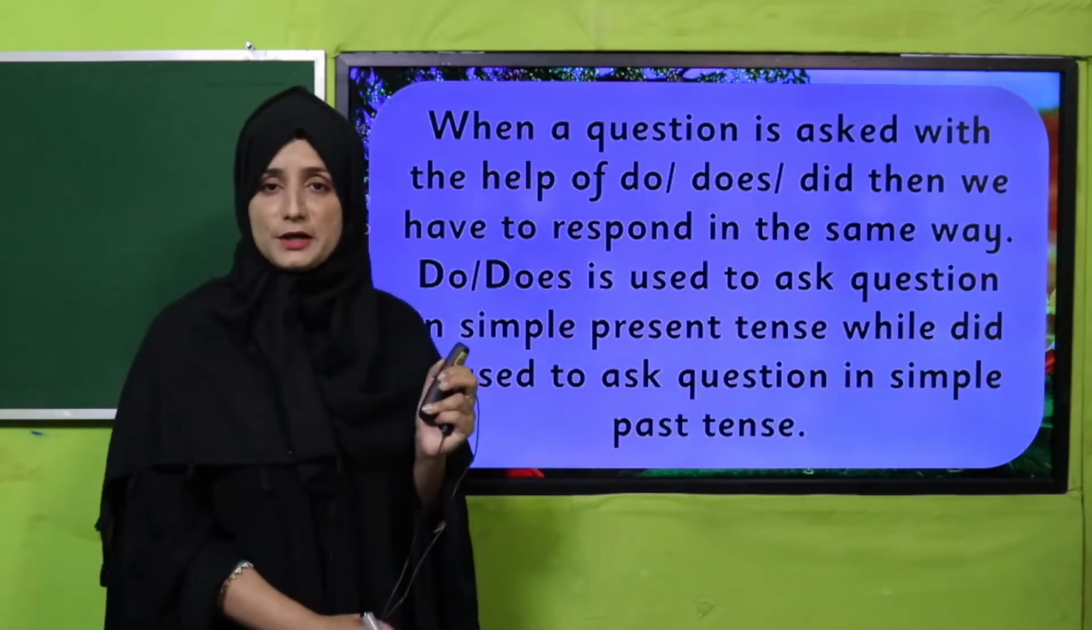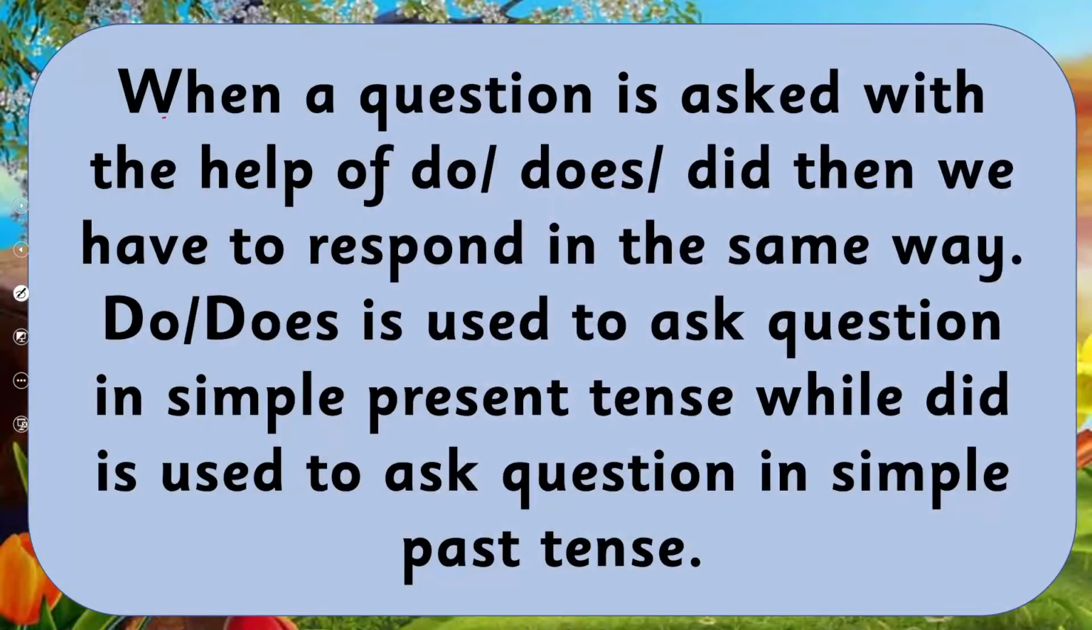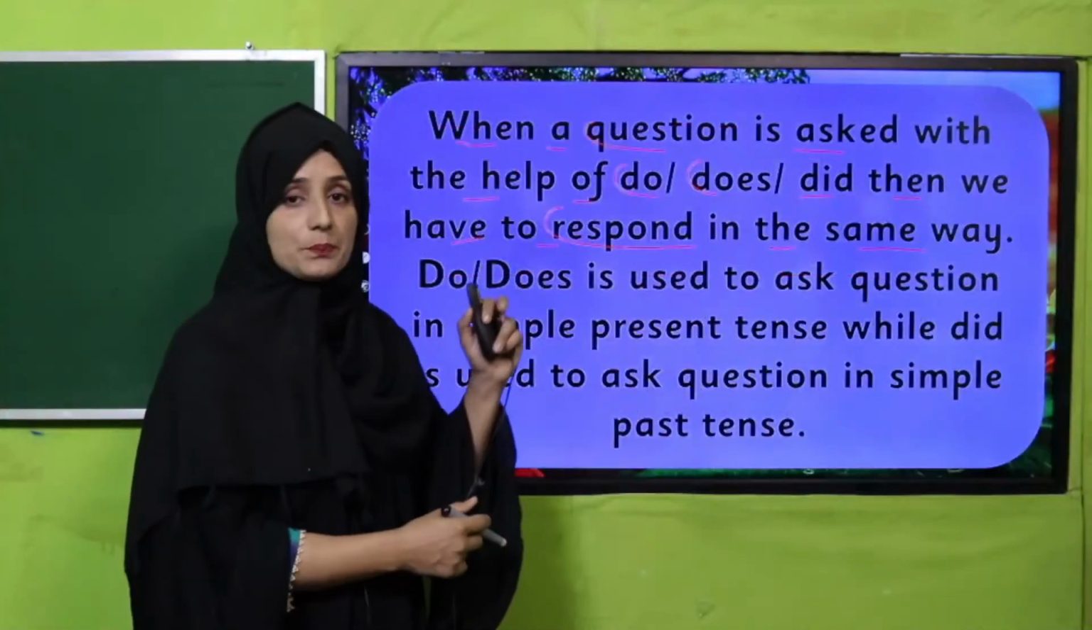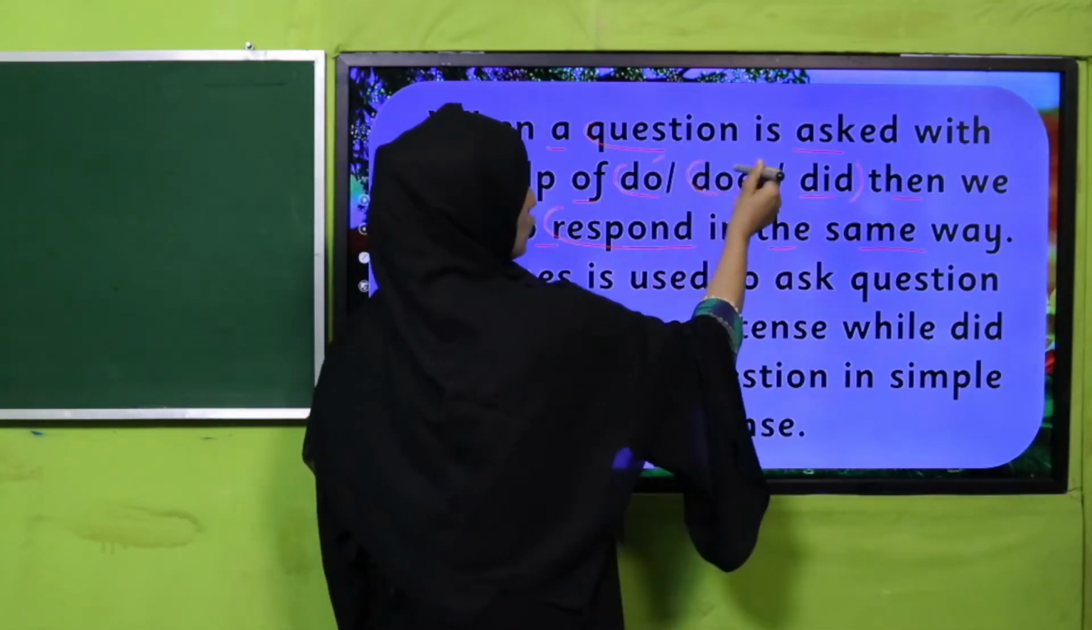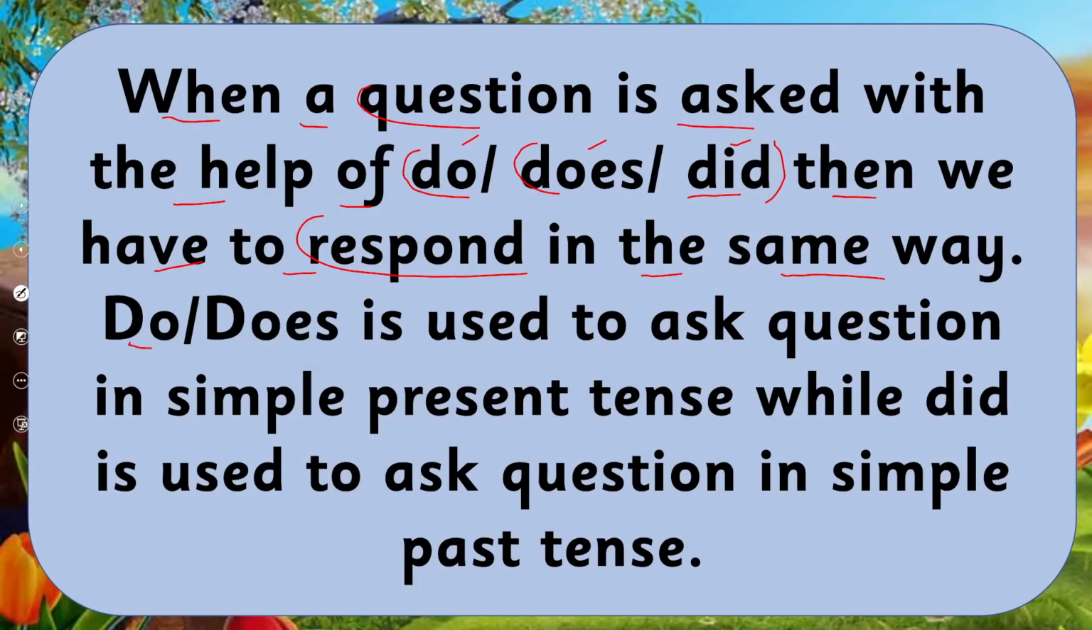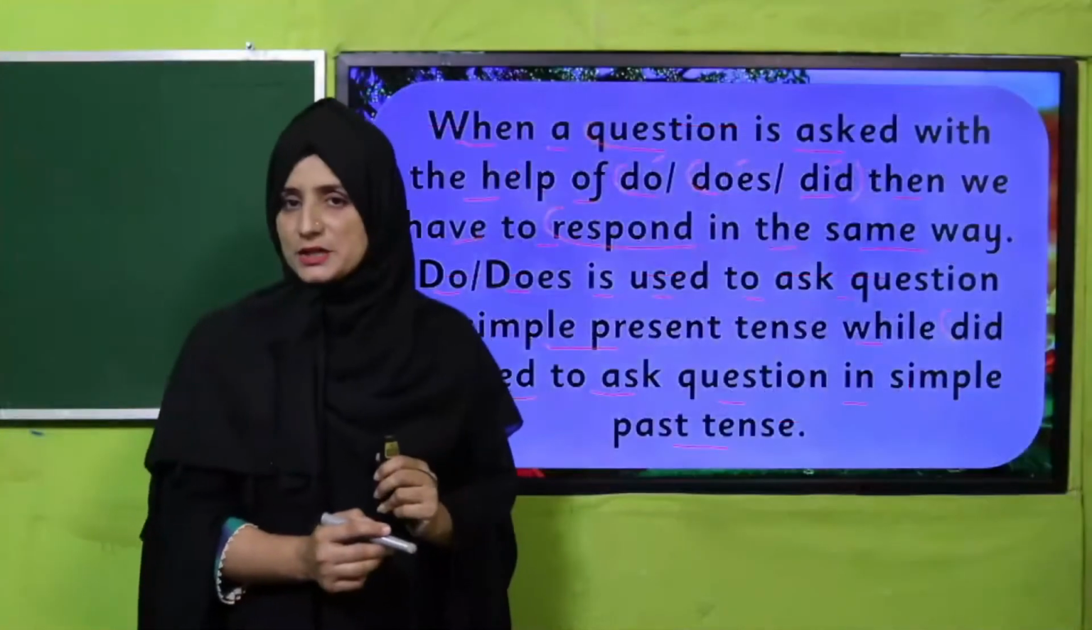So what are we learning today? Our actual topic is that when a question is asked with the help of do, does, did, then we have to respond in the same way. When the question is asked with the help of these helping verbs, my dear students, keep in mind which helping verbs: do, does and did. Do and does are used to ask questions in simple present tense, while did is used to ask questions in simple past tense.